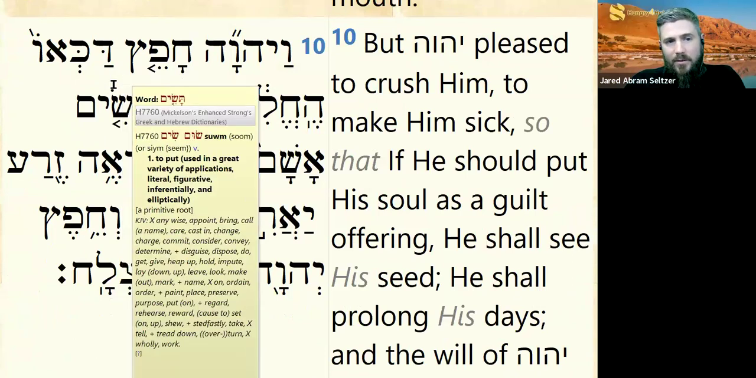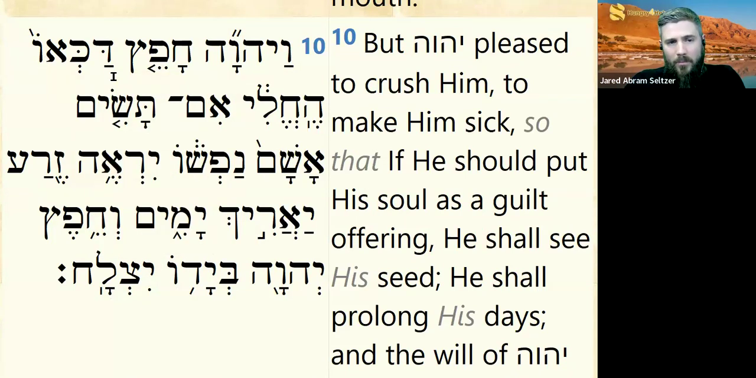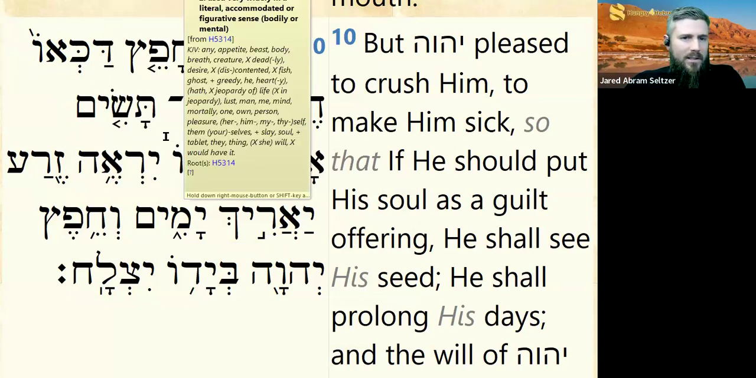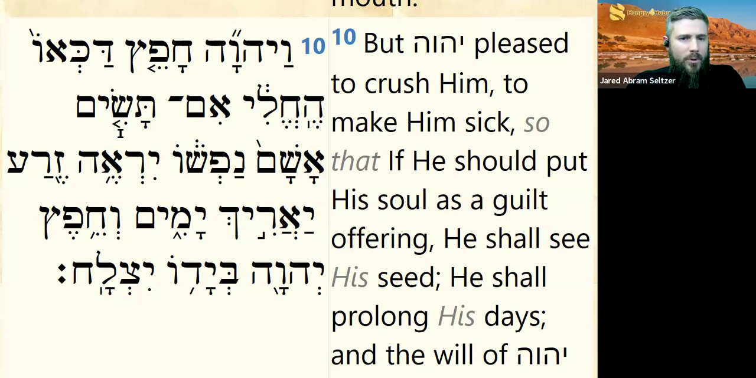Vadonai hafetz dako. We saw earlier the verb daka or dacha, which is to pressure, press, crush, bruise. And here it says, and the Lord hafetz, delighted, pleased, dako, his crushing. Hecheli, to cause choli, to cause sickness. Im tasim, if he should put asham, guilt, who? His soul, his nefesh.